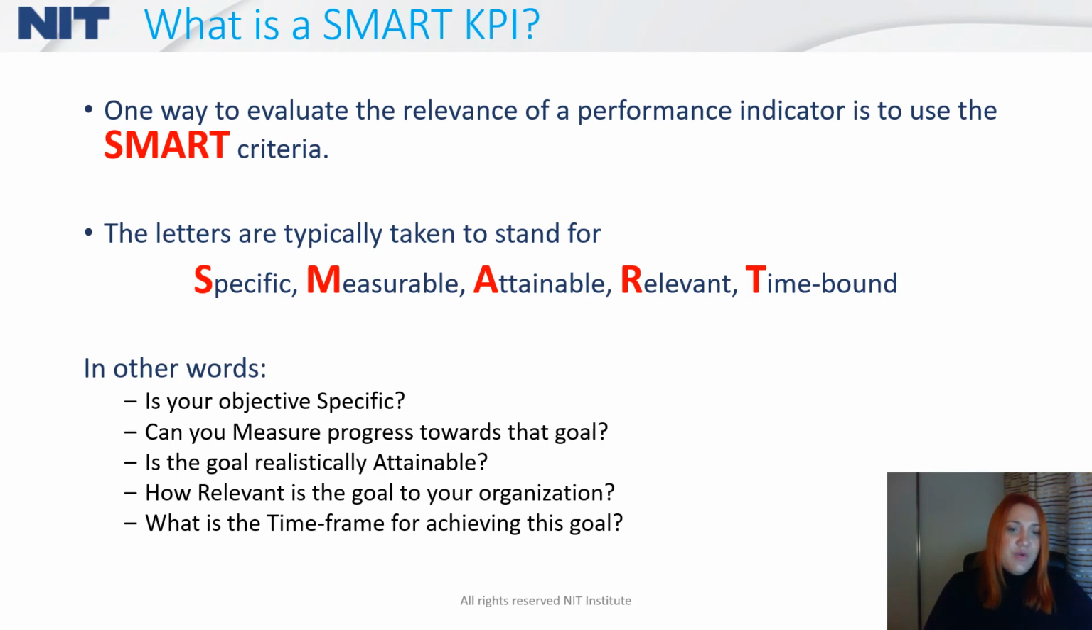The letters in the SMART criteria come from specific, measurable, attainable, relevant, and time-bound. In other words, we need to answer some questions like, is your objective specific? Can you measure progress towards the goal? Is the goal realistic? How relevant is the goal to your organization? And what is the time frame for achieving this goal?